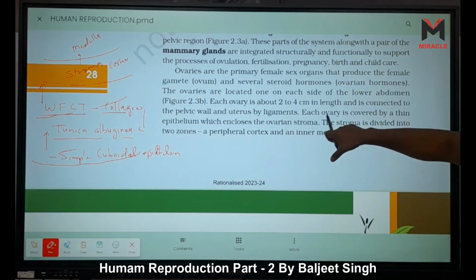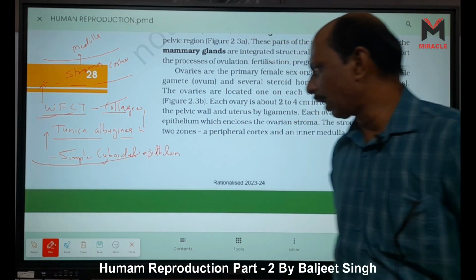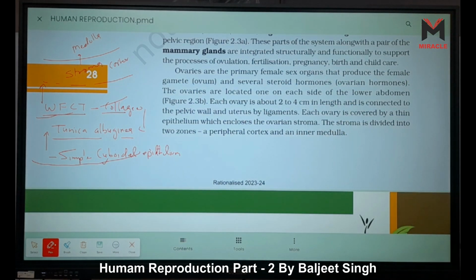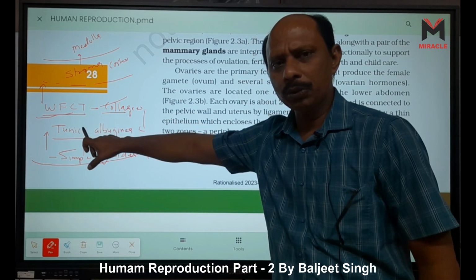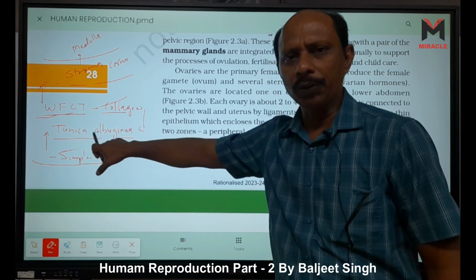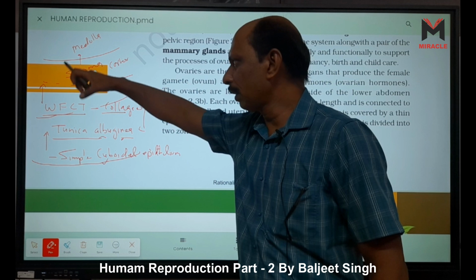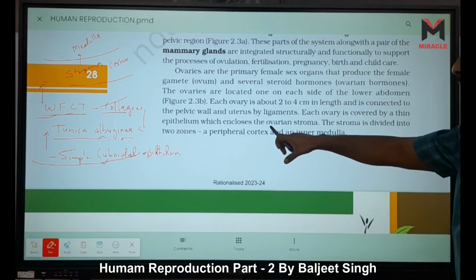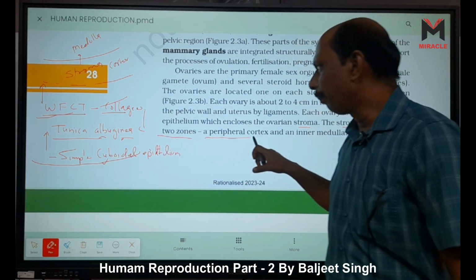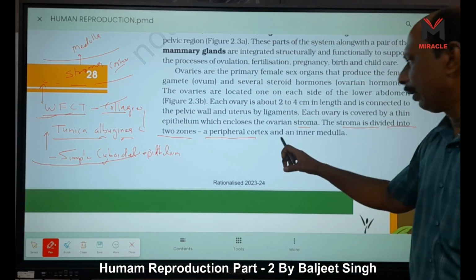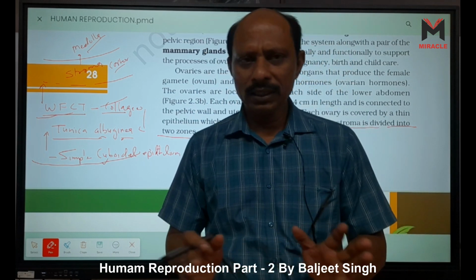That is given here. Each ovary is covered by a thin epithelium. I already wrote there, simple cuboidal epithelium, which encloses the ovarian stroma, and it is followed by white fibrous connective tissue made of collagen fiber, and this layer is called tunica albuginea. After this the stroma is present, and this stroma is further divided into two zones: the peripheral outer one is the cortex, and the inner one is called the medulla. These are the coverings of the ovaries. Do you understand this?